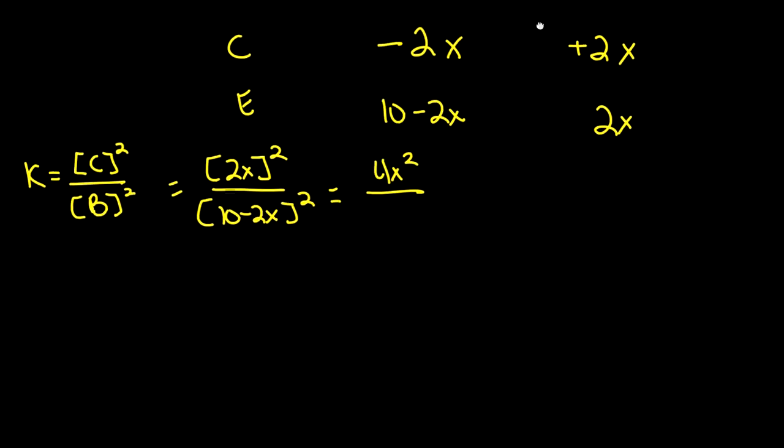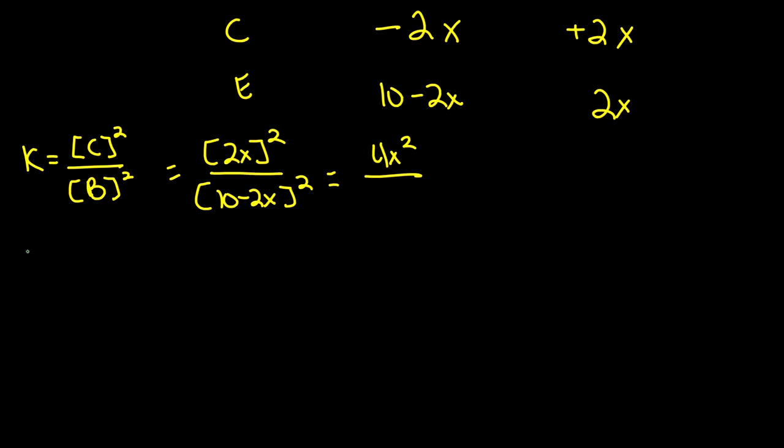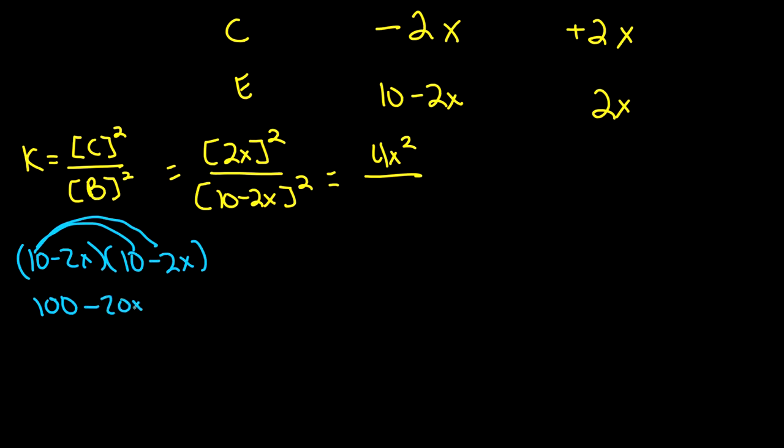So let me slide down a little bit so we can do that. So 10 minus 2x times 10 minus 2x. So 10 times 10 is 100. 10 times negative 2x, negative 20x. Negative 2x times 10, negative 20x. Negative 2x times negative 2x is negative 4x squared. Sorry, positive 4x squared, because a negative times a negative makes positive. So add like terms: 100 minus 40x plus 4x squared.